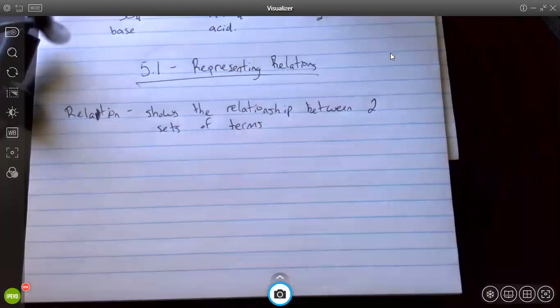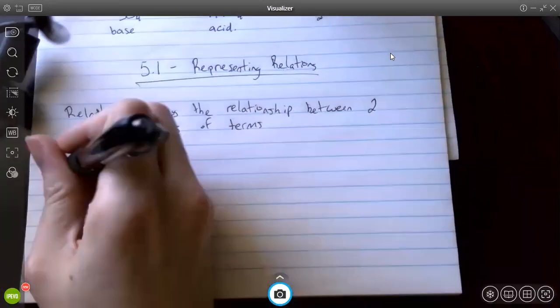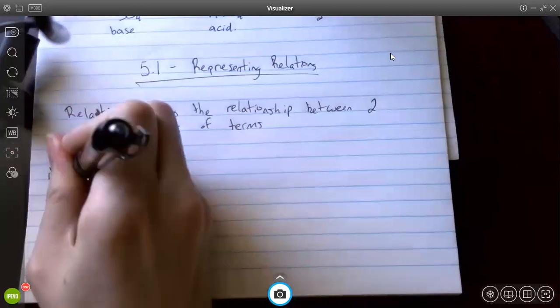And those two sets of terms could be two sets of numbers or two sets of words or one set of words and one set of numbers. And there are 4 different ways of representing relations that we're going to be looking at today. The first type is a table.